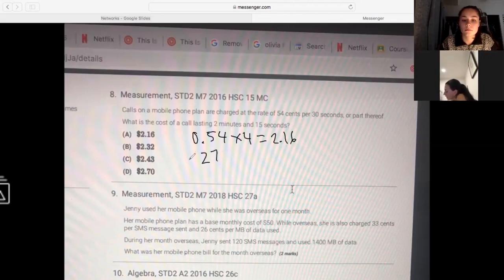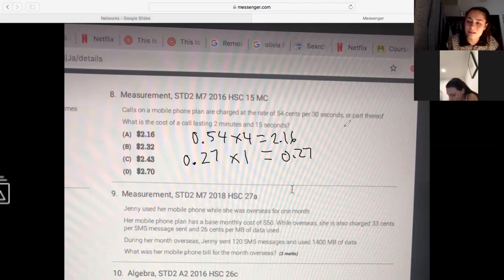What do I times it by? 15? No. You just have to times it by 1. Okay. So it's 27. Yeah. Because 15 seconds is half of 30. So then you just got to find out what half of 54 is to match the half of 30. Does that make sense? Okay. And then you just plus those together. So it's 29.16. So it's A.